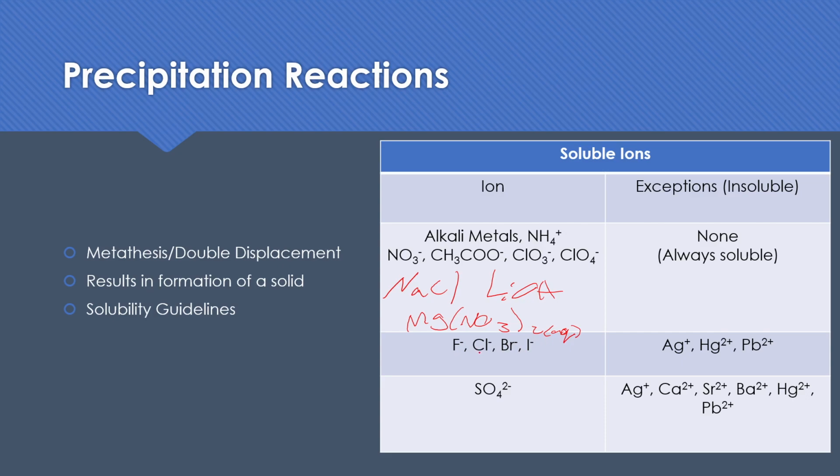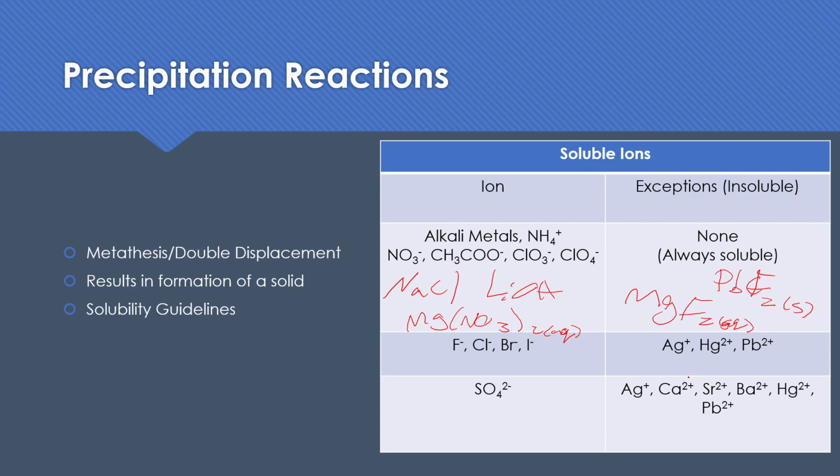The halogens, fluorine, chlorine, bromine, and iodine, are usually soluble with a few exceptions, and those exceptions are silver, lead 2+, and mercury 2+. So something like magnesium fluoride would be soluble, aqueous, but lead fluoride would be solid. Okay, because it's an exception to the rule, and the rule is that it's usually soluble, it's insoluble, and we write that as solid.